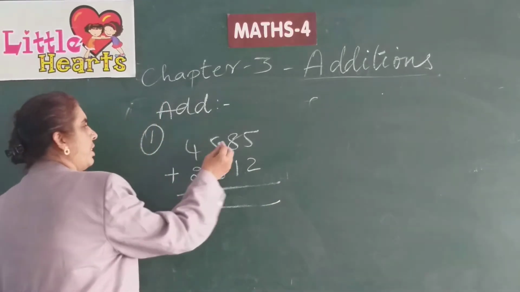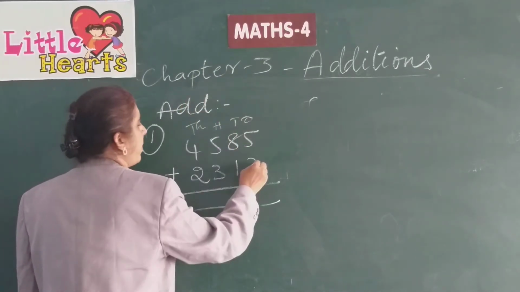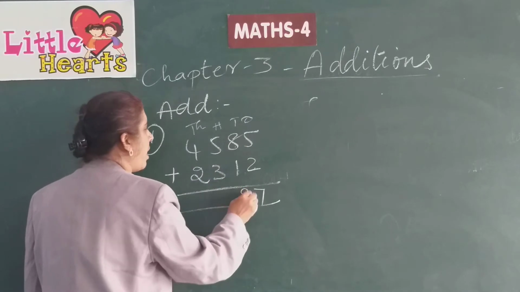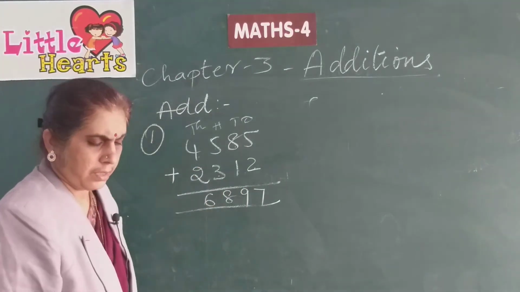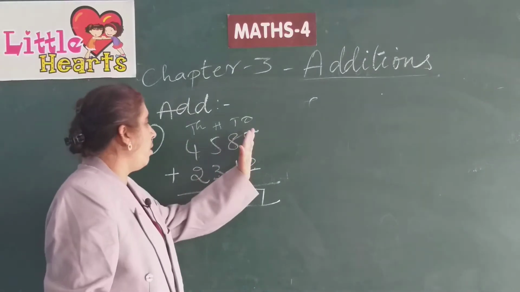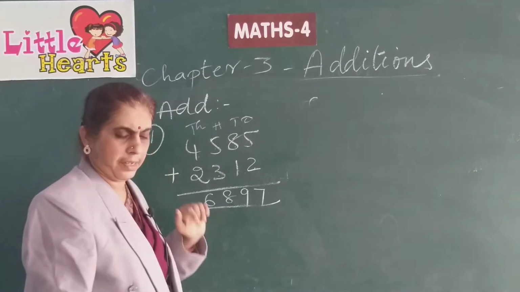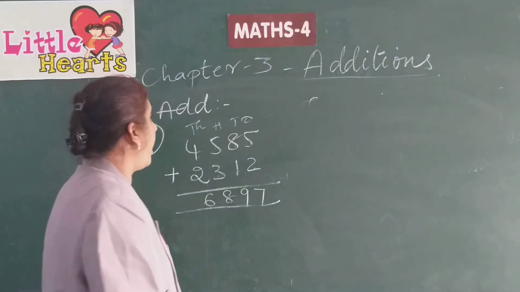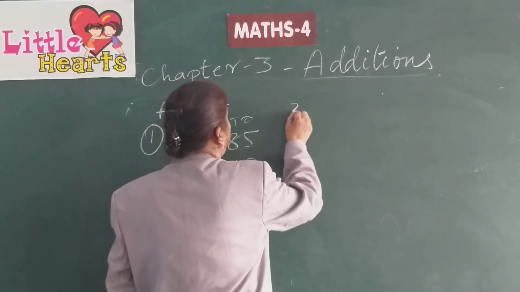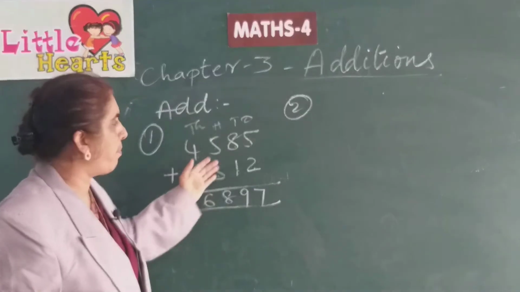This is adding 4-digit numbers. 5 plus 2 is 7, 8 plus 1 is 9, 5 plus 3 is 8, 4 plus 2 is 6. We always start adding from the ones place only. And the adding of 4-digit, 5-digit and 6-digit numbers is also the same process.